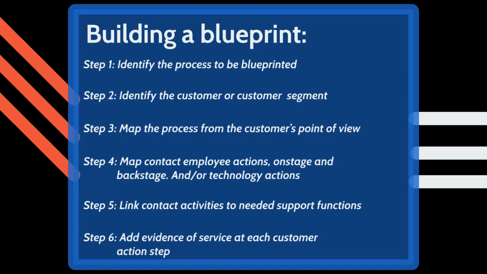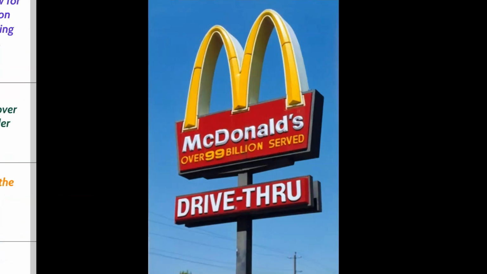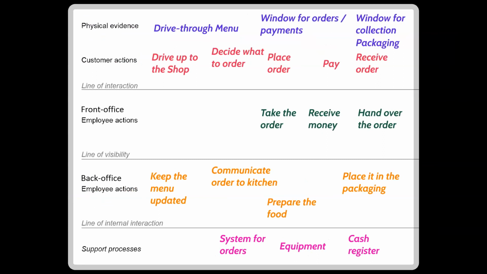Now let's have a look at one example. We will have a look at the example of McDonald's drive-through so that you can understand the true meaning of designing a blueprint with this example. This is a guideline that you can use to design your own blueprint. So the white spaces, and on the left margin you will see the fundamentals of the blueprint. So physical evidence, customer actions, the 3 lines that separate each, front office and back office employee actions, and support processes.